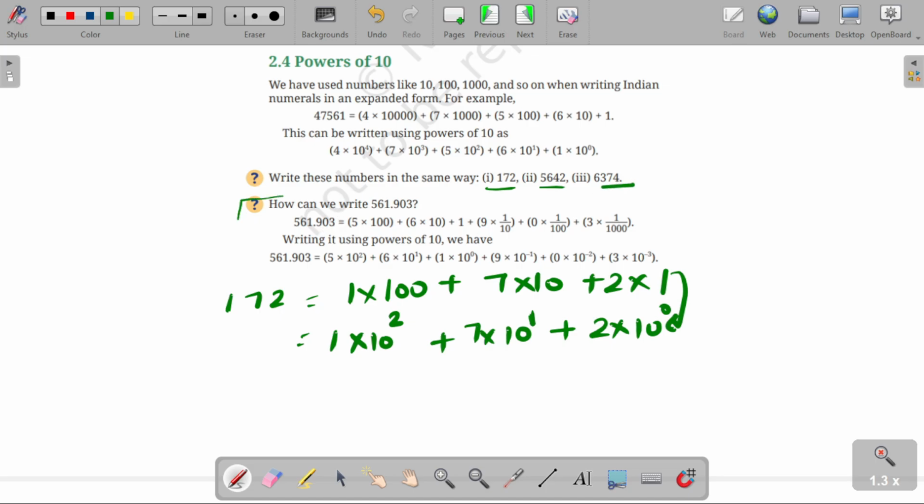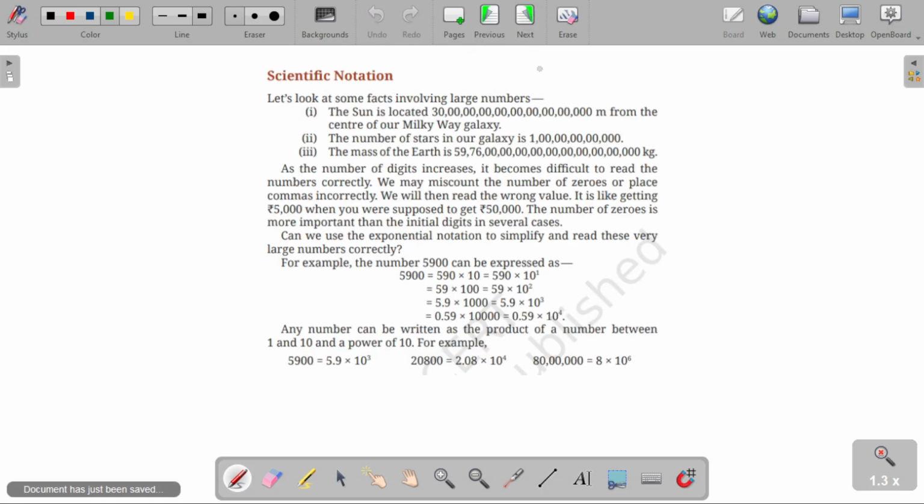Now, if the number is in decimal form, you have also done this earlier in class 7: the place values are tens, hundreds, and thousands, okay? So how to express it? 1 upon 10 can be expressed as 10 raised to minus 1, 1 upon 100 can be expressed as 10 raised to minus 2, and 1 upon 1000 as 10 raised to minus 3. So this all is leading us to the next topic, that is the scientific notation of these numbers.